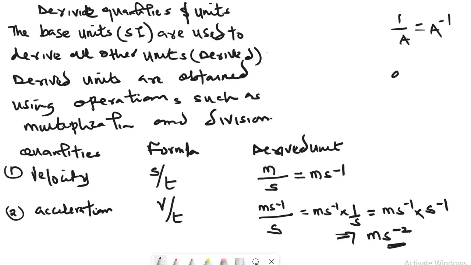Remember that a minus x multiplied by a minus x, law of indices is going to give us a minus 2x. That's what I applied there. That's derived unit for acceleration.